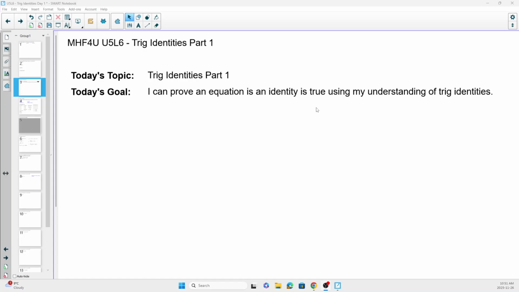Okay, Unit 5, Lesson 6, everyone's favorite. We are proving that an equation is an identity using your understanding of other, already developed trig identities. I briefly touched on this in the last lesson, but I just wanted to look again at the difference: how do we know if an equation is an identity?